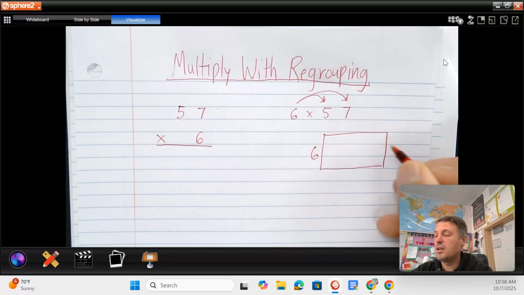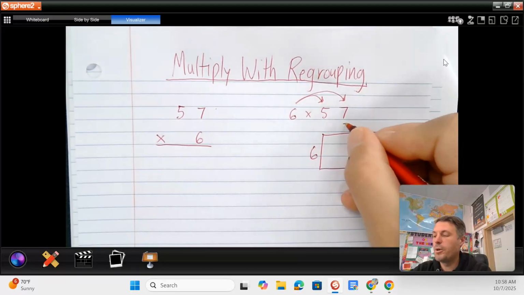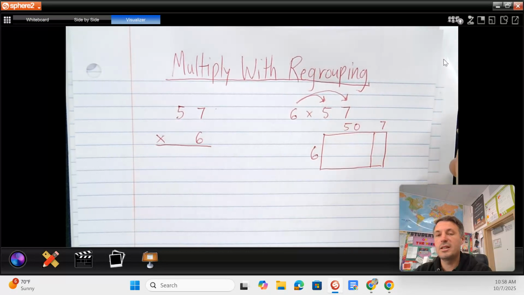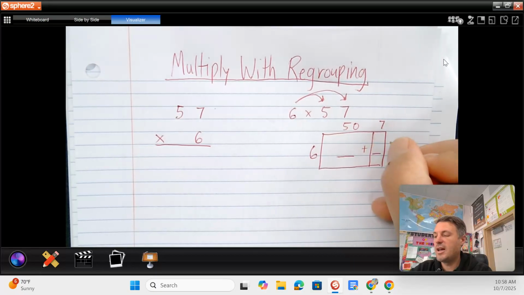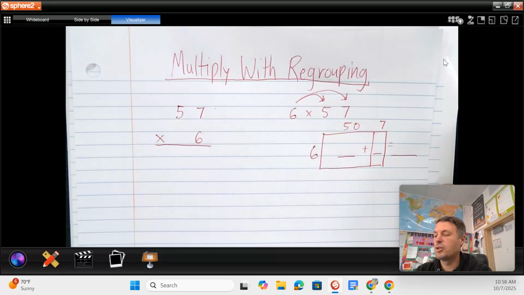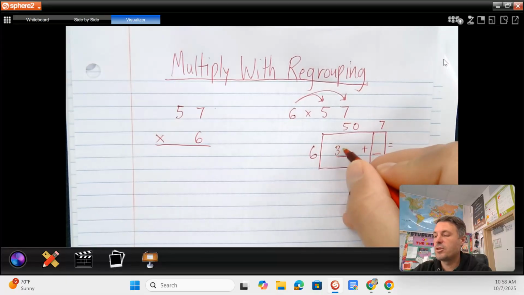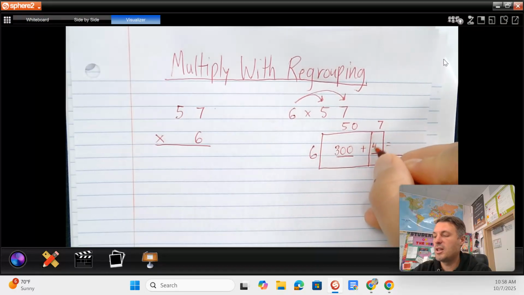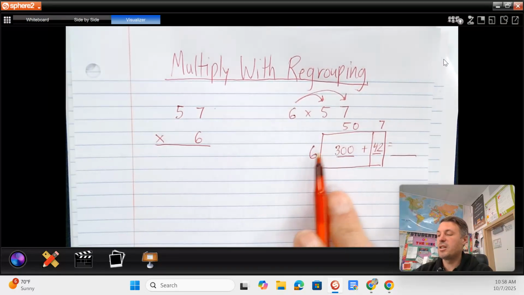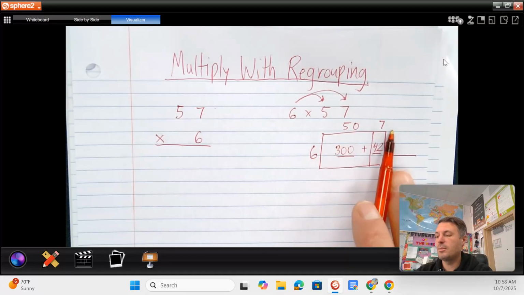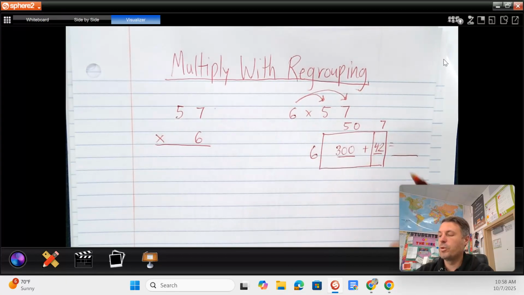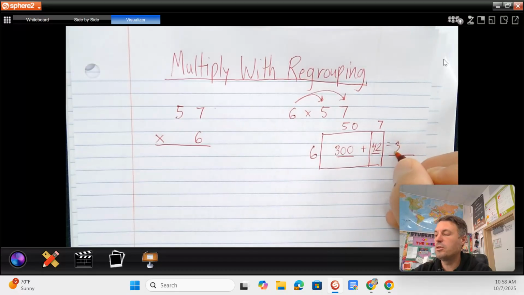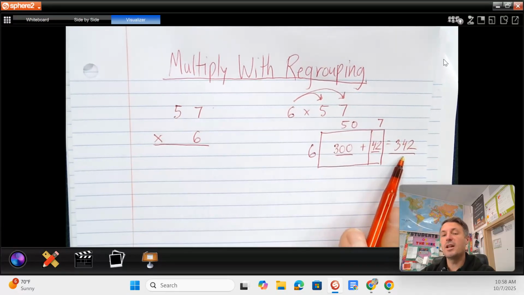You can put the 6 right here and separate the rectangle into two parts. One part represents 50, the other part represents 7. You put the answer to 6 times 50 here, the answer to 6 times 7 here, then you add those two answers and you get the final answer. So you do 6 times 5, that's 30. This 0 from the factor goes in the product. Then you do 6 times 7, that's 42. So you find the answer to 6 times 50 separately, and the answer to 6 times 7 separately, and then 300 plus 42 is 342. So that's the answer using the distributive property.